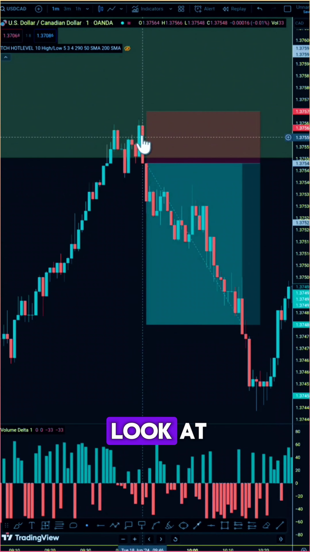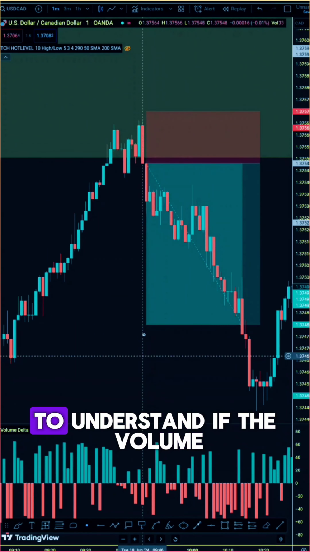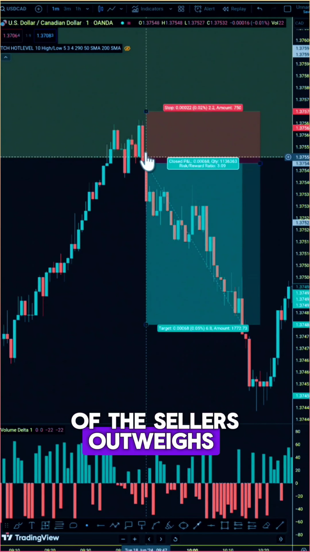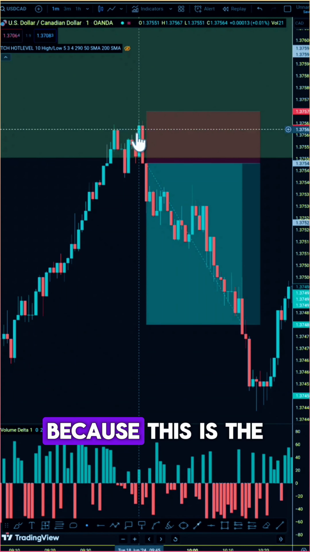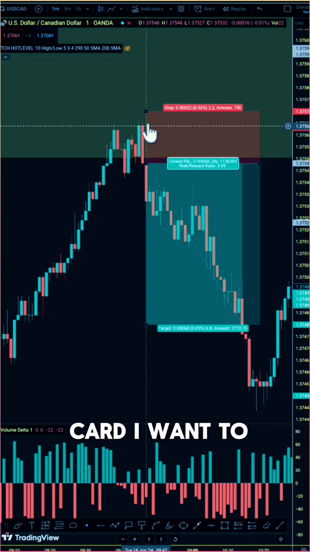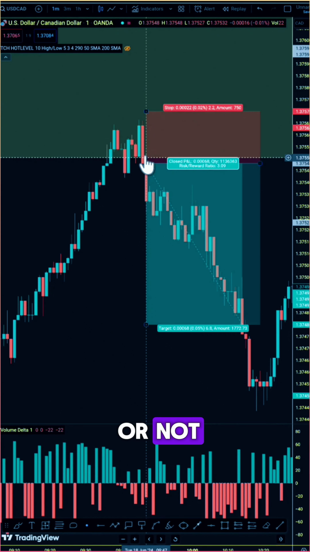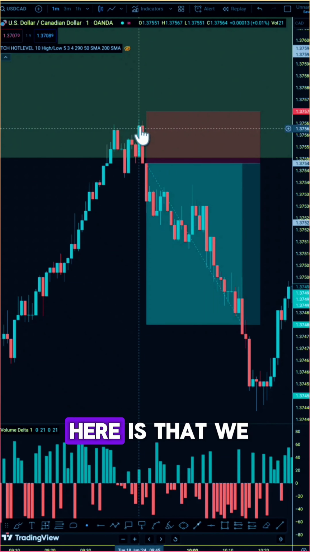These are the two candles you want to look at, and now we want to look at the information that this indicator is interpreting on the delta to understand if the volume of the sellers outweighs the volume of the buyers at this point here, because this is the last hand that the buyers pull. This is their last card, and we want to see the presence of the sellers, if it's more aggressive or not.